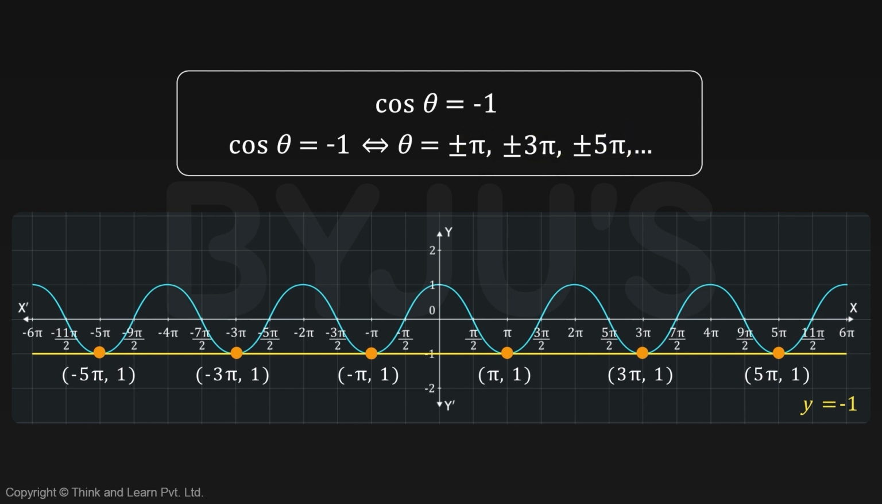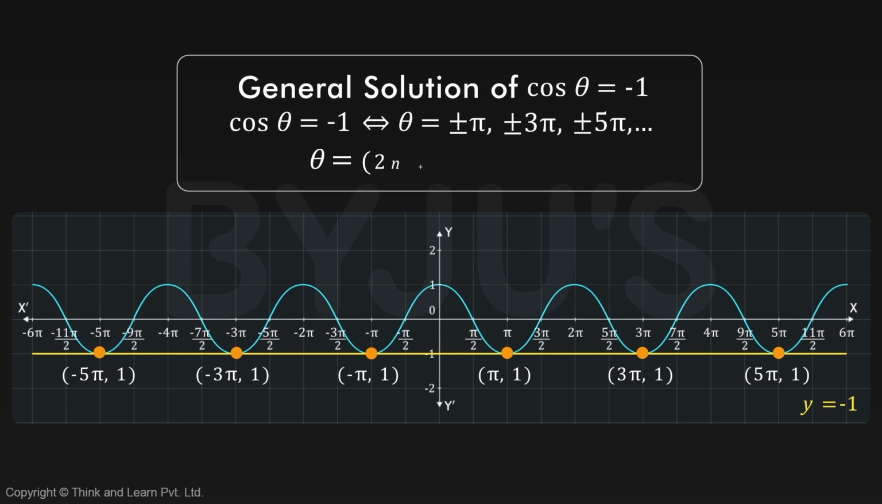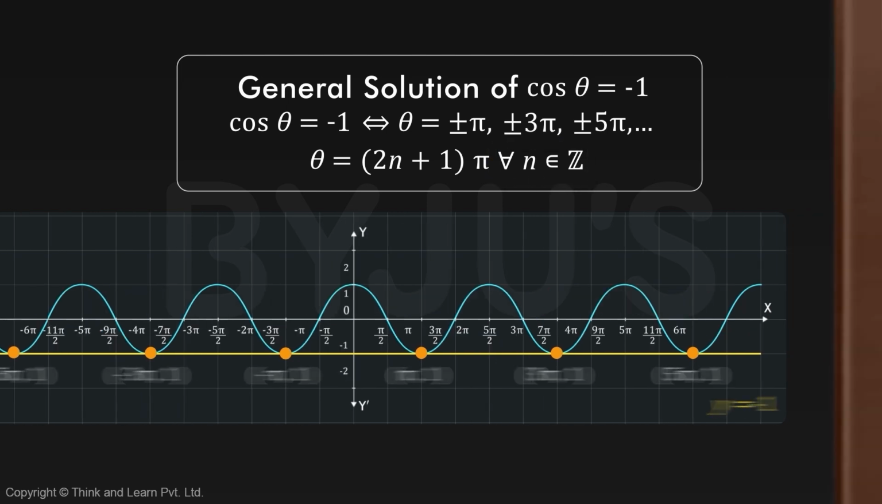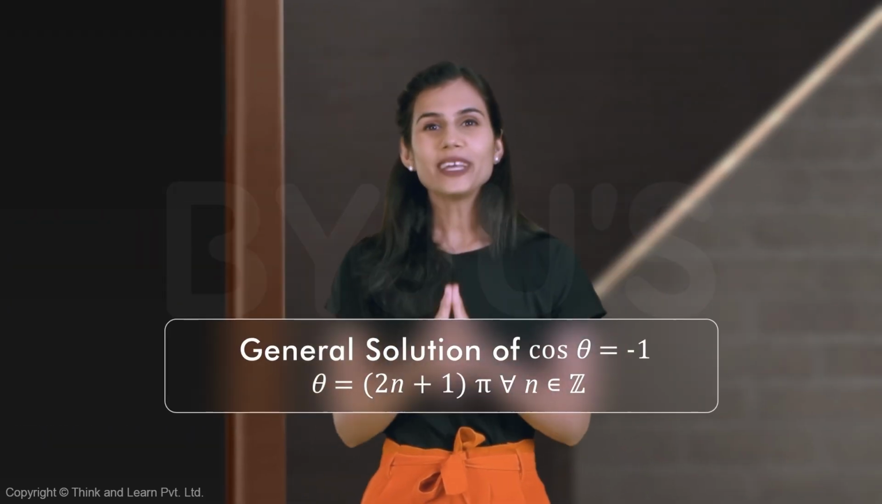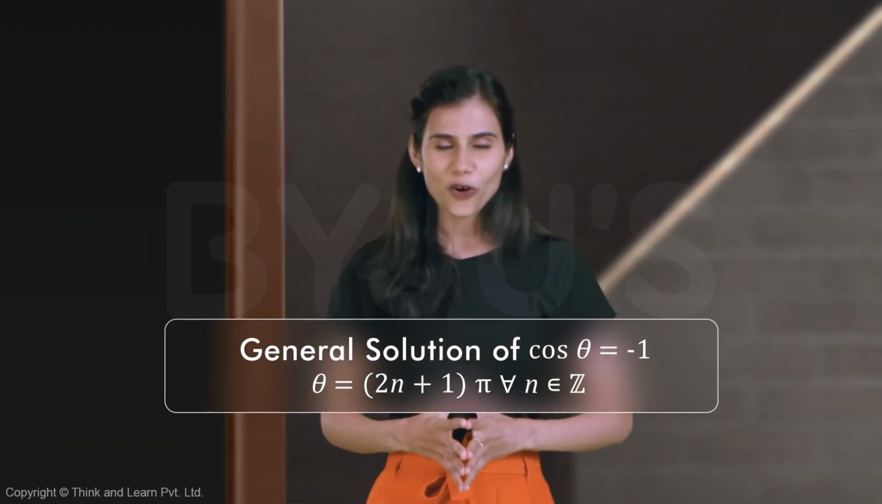And if n denotes integers, then definitely 2n plus 1 will represent odd integers. You're right. Thus, the general solution of cos theta equals -1 will be given by theta equals 2n plus 1 times pi, where n belongs to the set of all integers. Okay, with this we are done with the sine and the cos functions. Now it's time to look at a standard equation consisting of the tan function.